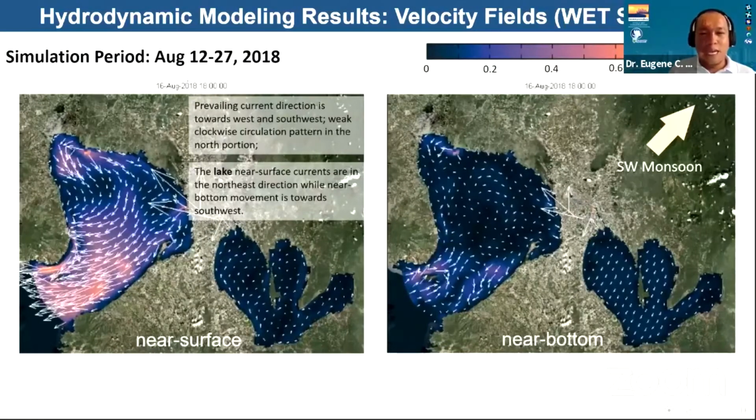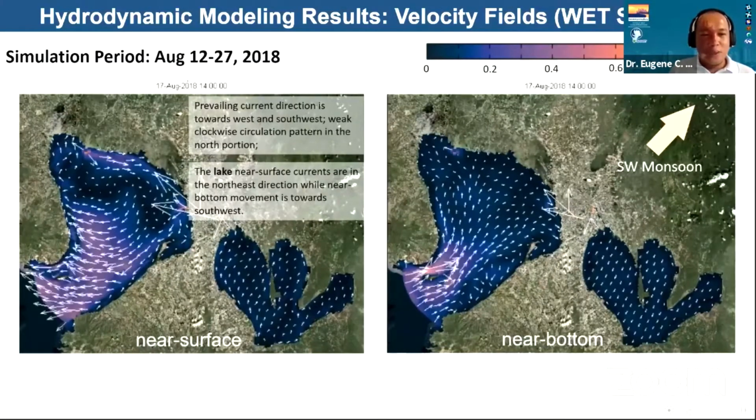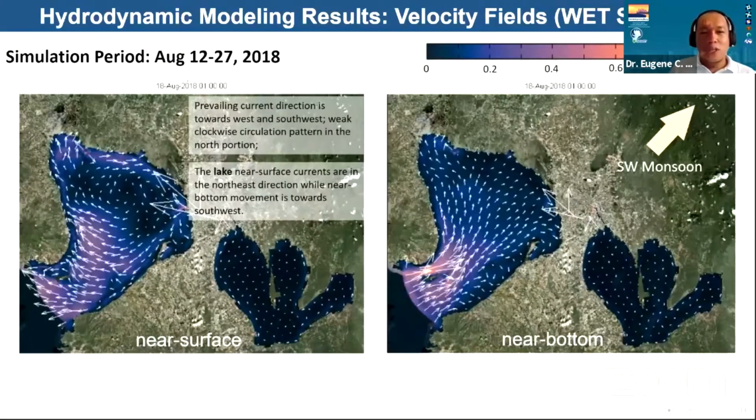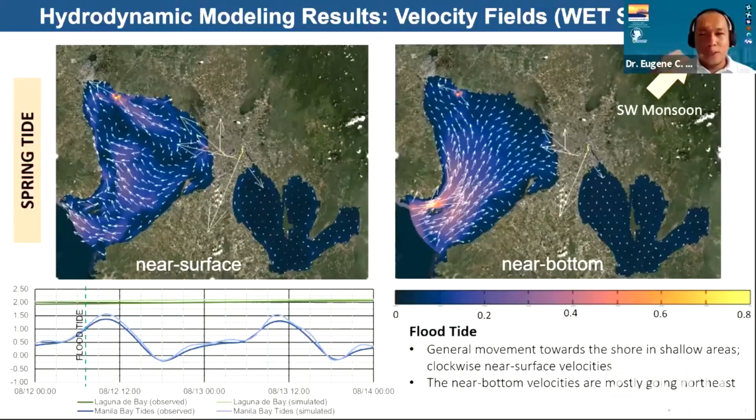Okay, as we can see from this animation, there is a difference between the near surface and the near bottom conditions. So moving forward with the snapshots, the spring tide condition, flood tide. During this time when the wet season arrives, the prevailing wind is more southwest, and so we can expect that the wind is affecting the flow condition. So earlier, it was counterclockwise. Now we can expect a clockwise gyre circulation of the near surface current during the wet season. The near bottom is coming in as the salt water flux is much heavier and is coming into the bay during a flood tide condition.